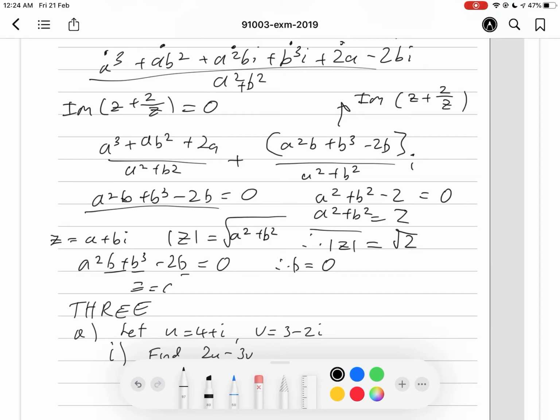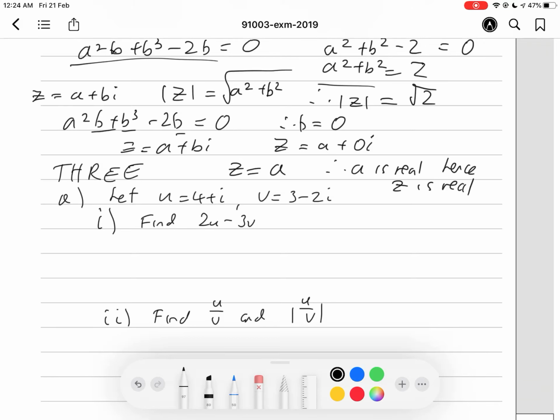Remember we had z equals a plus bi, and we proved that b equals 0. So it will be z equals a plus 0i. So therefore z equals a. a is real, therefore z is real. So we can say a is real, hence z is real. And that would be your final answer for this question.